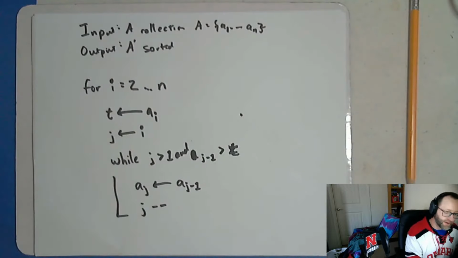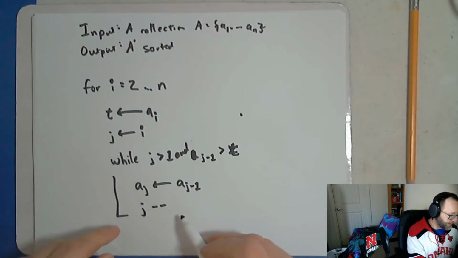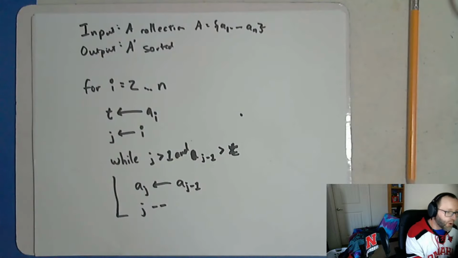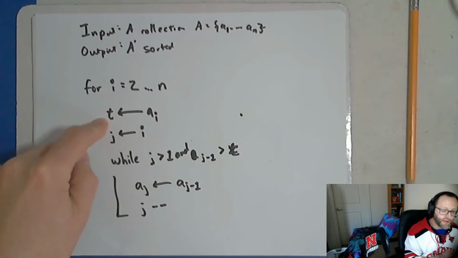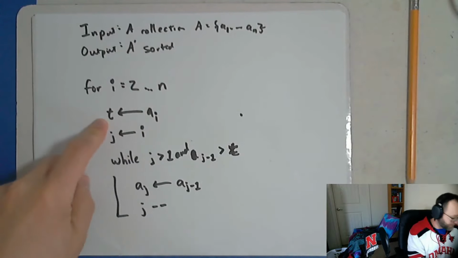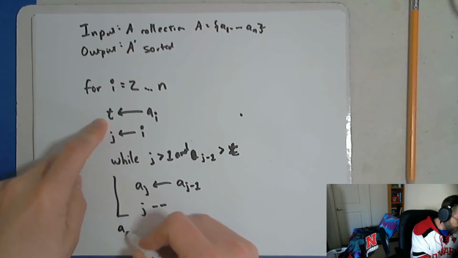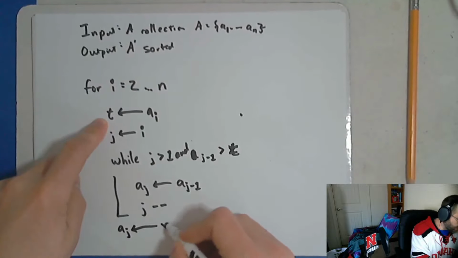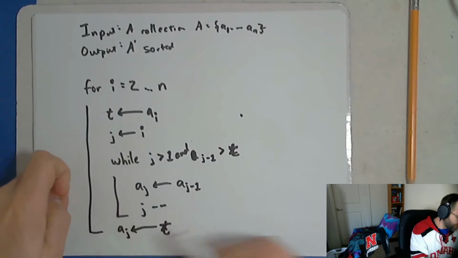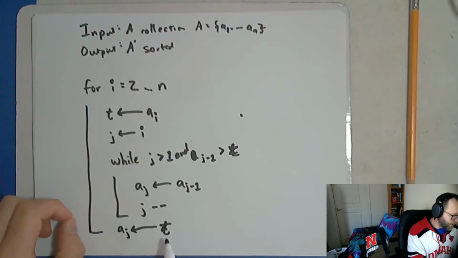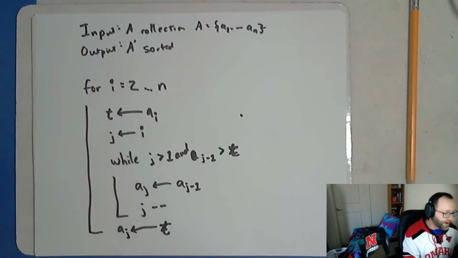Then we break out of that loop, and we know that the temporary value here now belongs at location a sub j. So I'm going to place it there. A sub j ends up being, oops, I keep calling it x, and it should be t, right? We're going to take that temporary value and place it where it belongs, a sub j, okay? There's the idea of insertion sort.